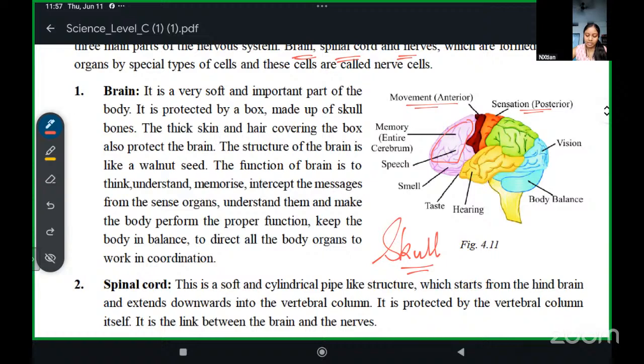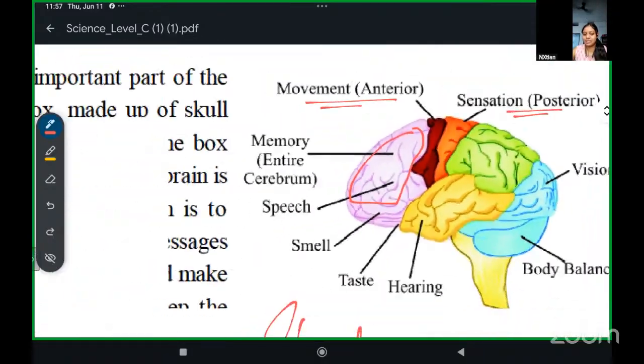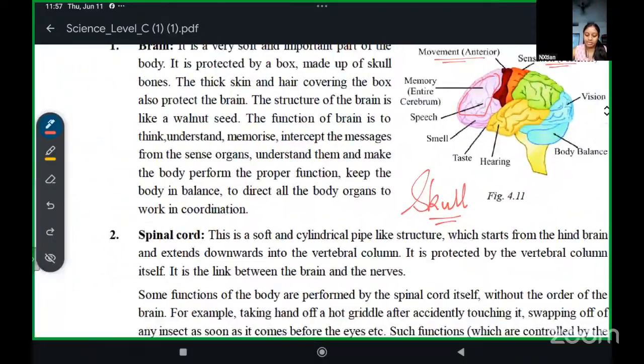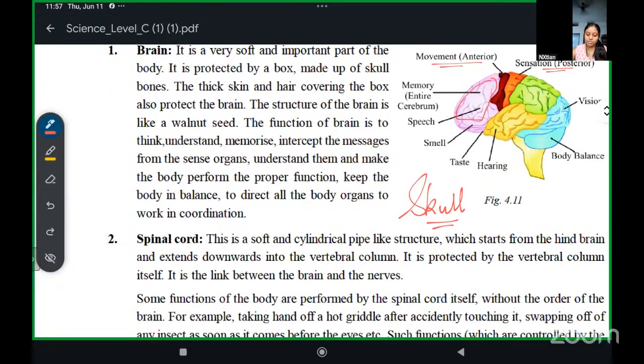The thick skin and hair covering the skull also protect the brain. The structure of the brain is like a walnut seed. If you have seen a walnut seed, you must have seen various turns and twists on its surface. That is how our brain's texture looks. The function of the brain is to think, understand, memorize, intercept the messages from the sense organs, understand them, and make the body perform the proper function.